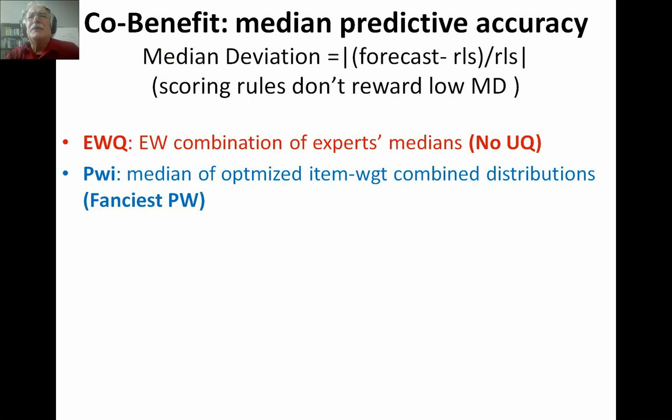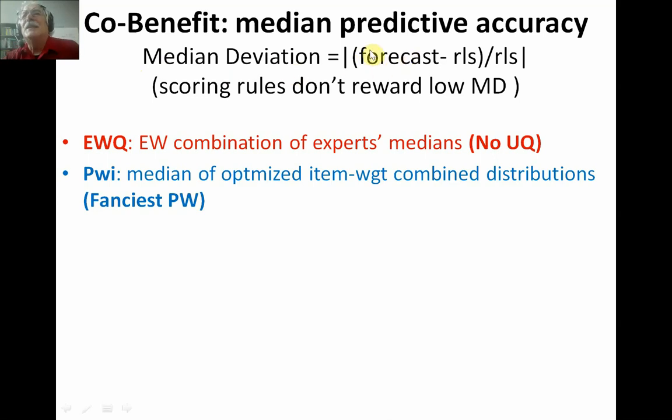So if it turns out to be the case that the performance-weighted combinations yield medians that are better predictors than what we might otherwise get with equal weighting, for example, that's an unintended benefit of the performance weighting, or as we sometimes say, a co-benefit. So to score this, we're going to look at the median deviation per forecast.